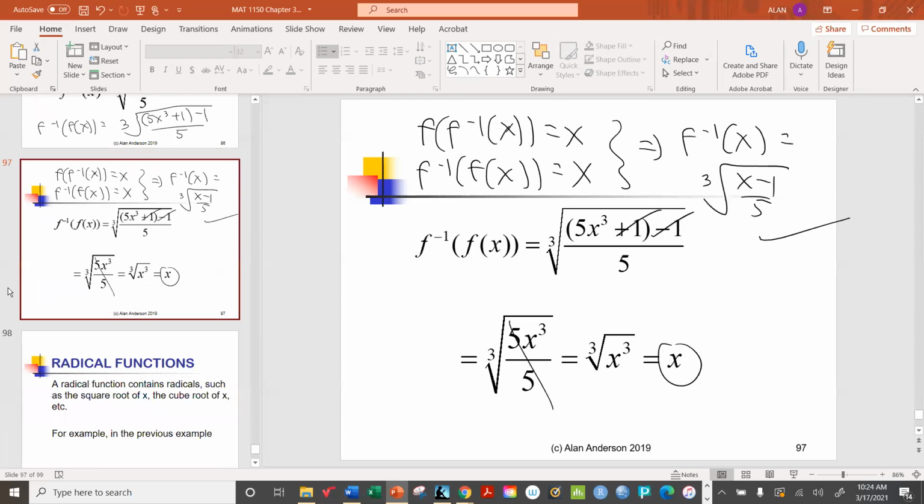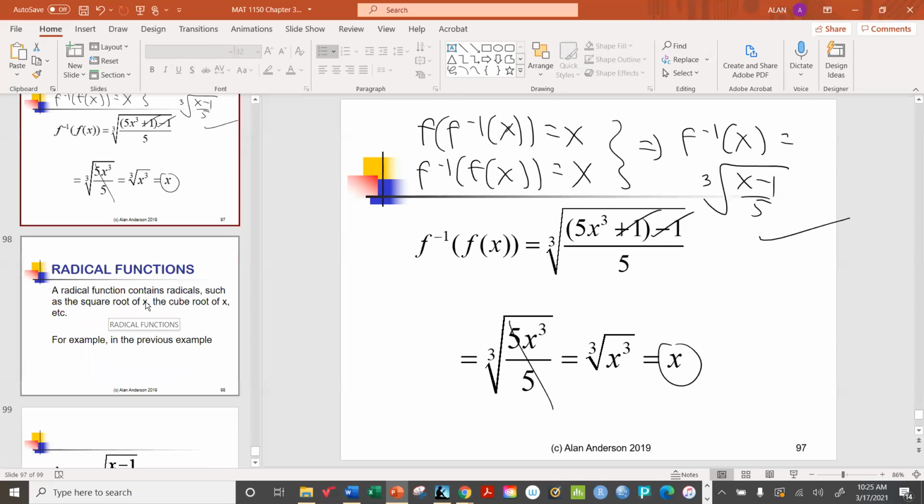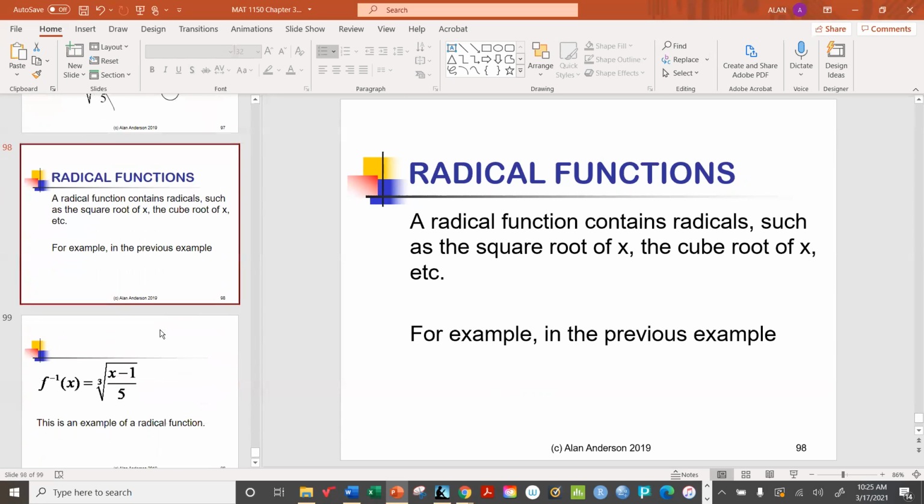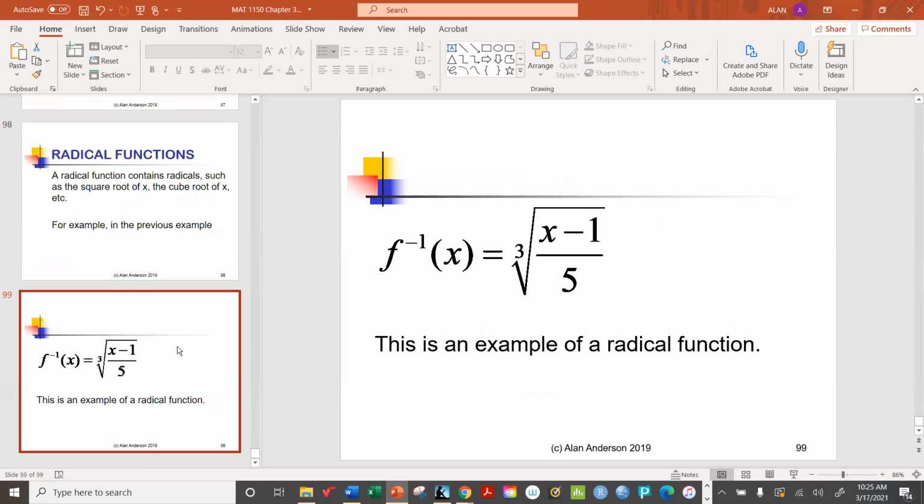All right, now one last topic here, and this is very quick and easy. We're going to introduce another type of function which you're very familiar with anyway, and that's called the radical function. In this context, the word radical simply means that we're taking roots, or you can think of this as raising something to a fractional exponent. So for example, a radical function contains the square root of x, the cube root of x, et cetera, et cetera. So this could be construed as a radical function because it contains a cube root.